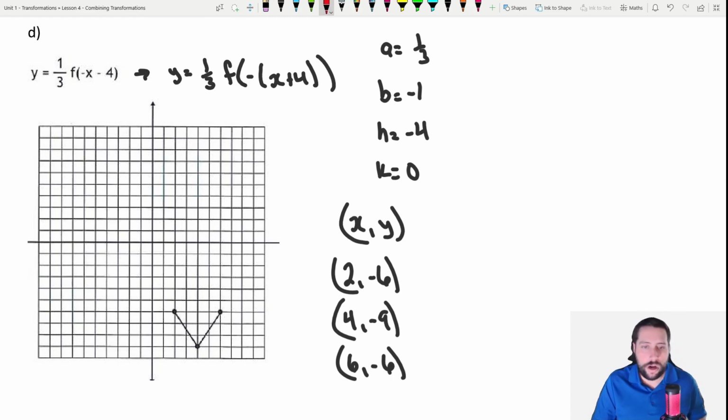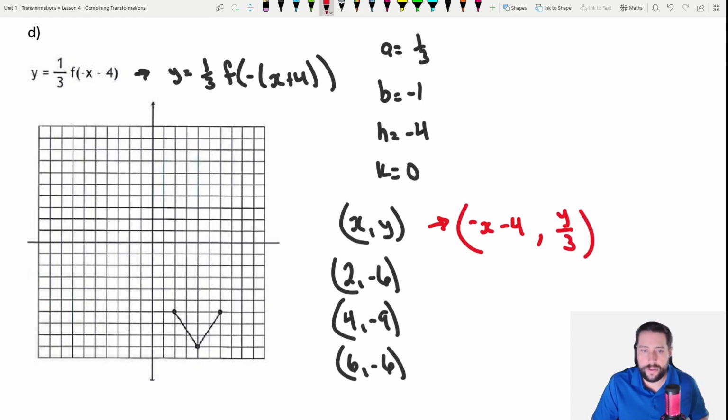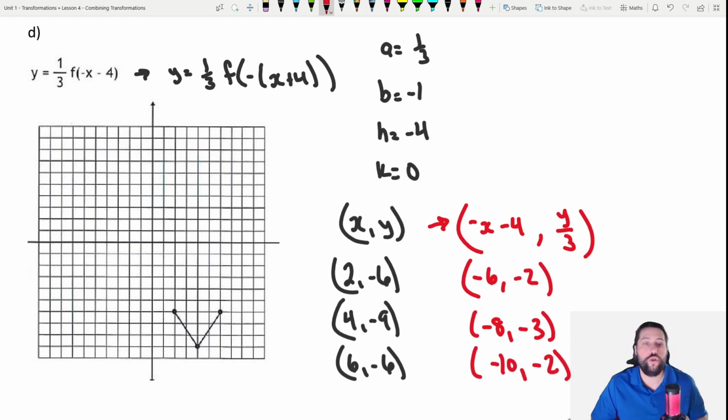Okay, we have now gone ahead and found the original points. Now let's find our mapping notation. So our mapping notation is going to be negative x minus 4. Okay, and then for our y values it's going to be y over 3, so we're going to divide our y values by 3. Okay, so instead of it being at 2 and negative 6, it's going to be at negative 6 and negative 2. Instead of it being at 4 and negative 9, it's going to be at negative 8 and negative 3. And then instead of it being at 6 and negative 6, it's going to be at negative 10 and negative 2. Okay, so let's go ahead and plot those points out.